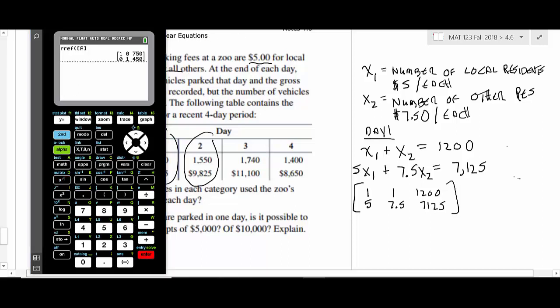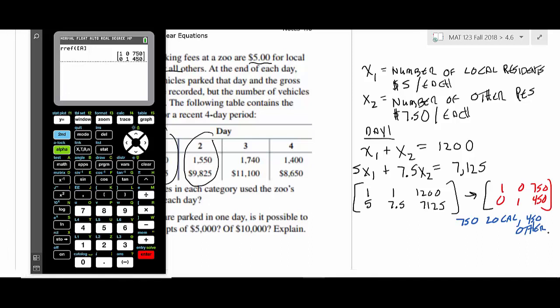So on day one, you're going to end up getting 1, 0, 750, 0, 1, 450. So tell me what the 750 means. That's how many of the cars parked that cost $5. What's the 450? That's the number that cost $7.50. So what you would have out of that is 750 of the local, and then 450 of the other. It's real fast to put that together like that. Does that make any sense to you?